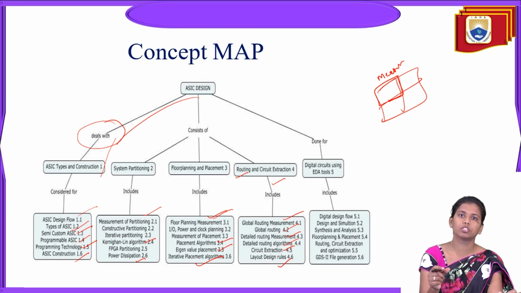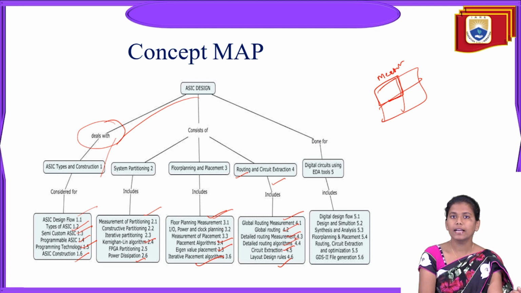If you are considering 10 peripheral devices, you have to know which devices are connected together. Sometimes we can see peer-to-peer communication, and sometimes one device can be connected to device 10, like that. So detailed routing measurements and detailed routing algorithms, and also circuit extraction and layout designs. These come under routing and circuit extraction.